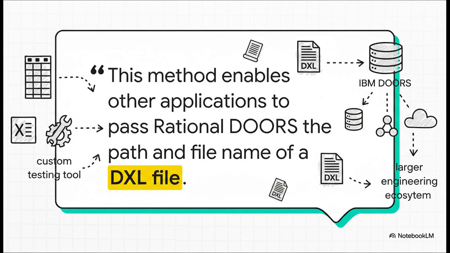And DXL isn't just trapped inside DOORS. This is really powerful. This quote from the manual talks about a command that lets other programs tell DOORS to run a script. So you could have, say, an automated test system that, when a test fails, automatically runs a DXL script to update the status of a requirement in DOORS. It makes the whole system programmable and connectable.